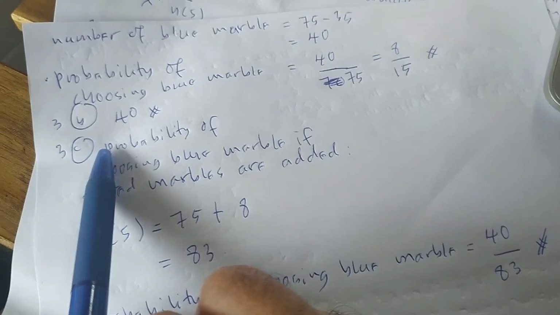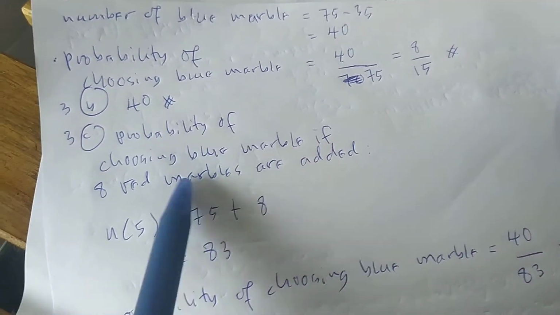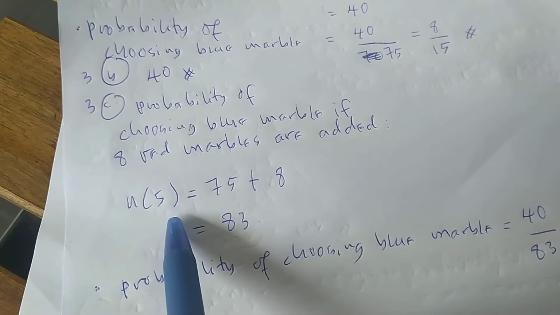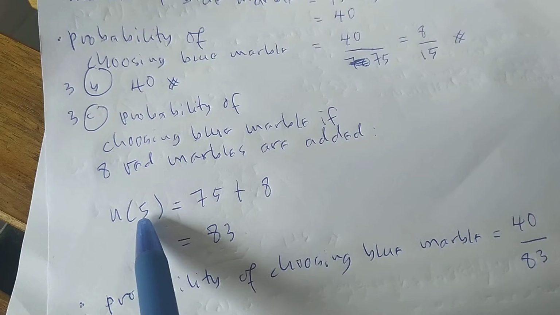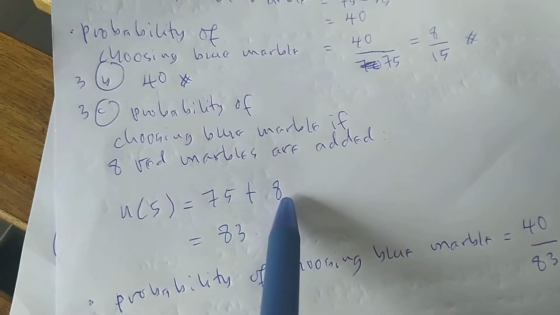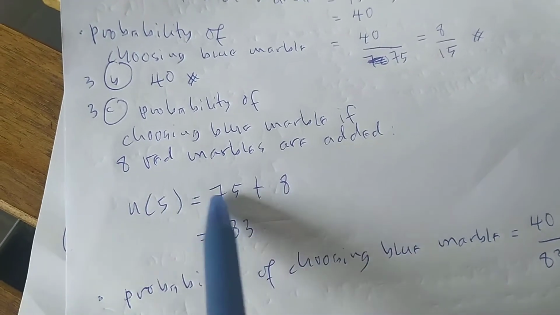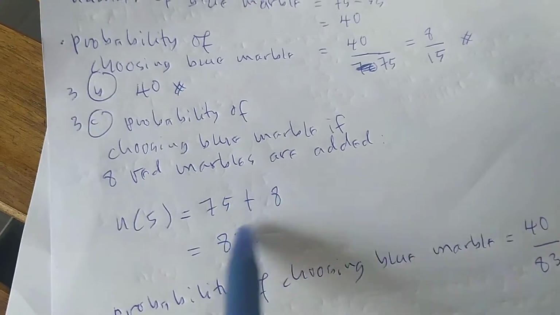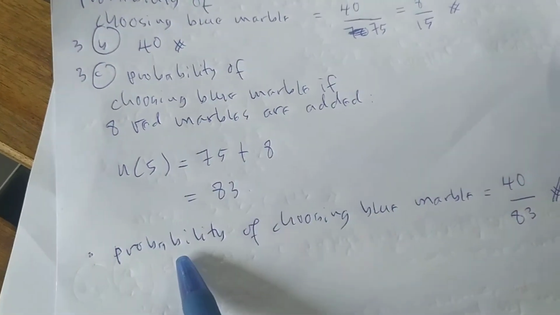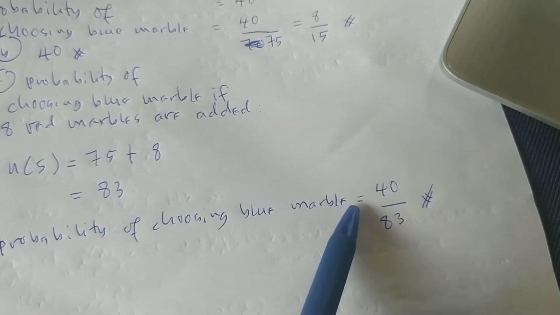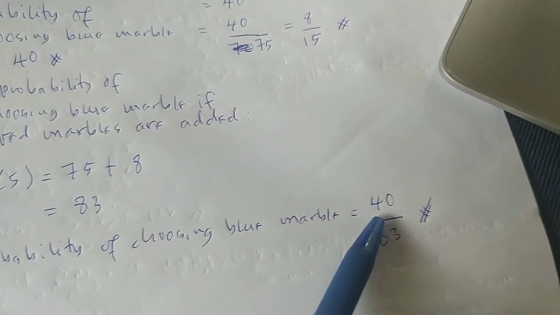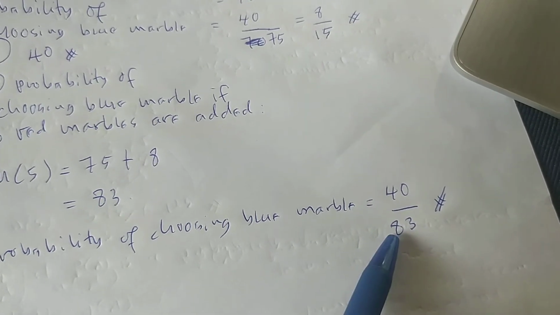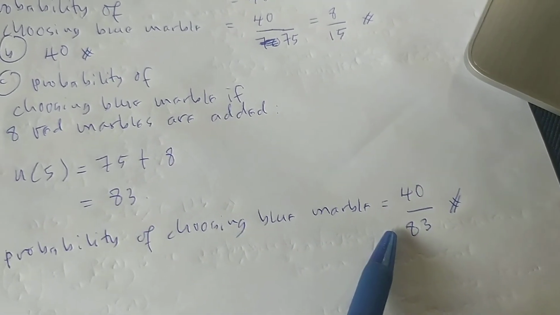Question C asks you to find the probability of choosing a blue marble if 8 red marbles are added. So that means the number of the total marble has changed. Because 8 red marbles are added, the number of the total marble, n(S), equals 75 plus 8, which is 83. Then the probability of choosing a blue marble equals the number of the blue marble, 40, divided by the number of the total marble, 83. This is the answer for question C.